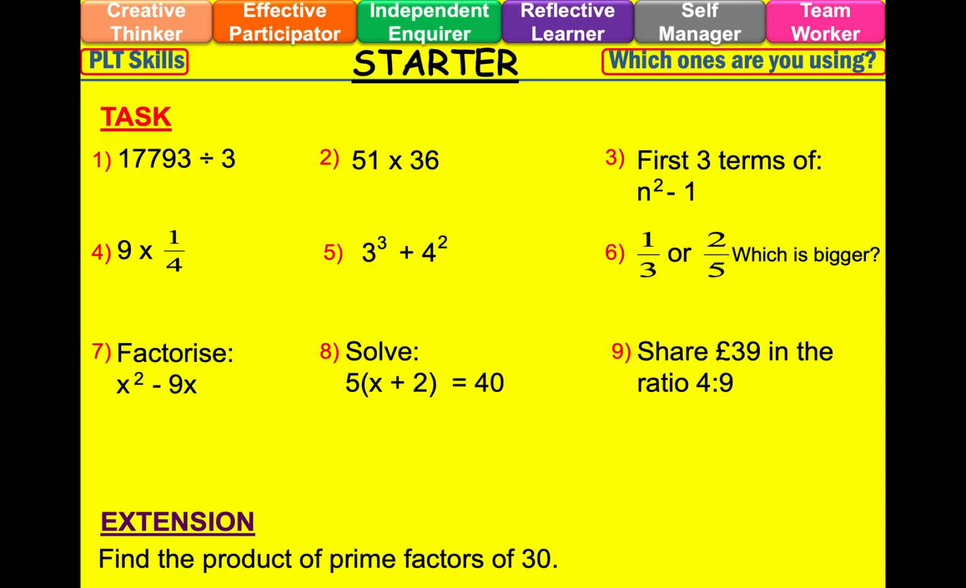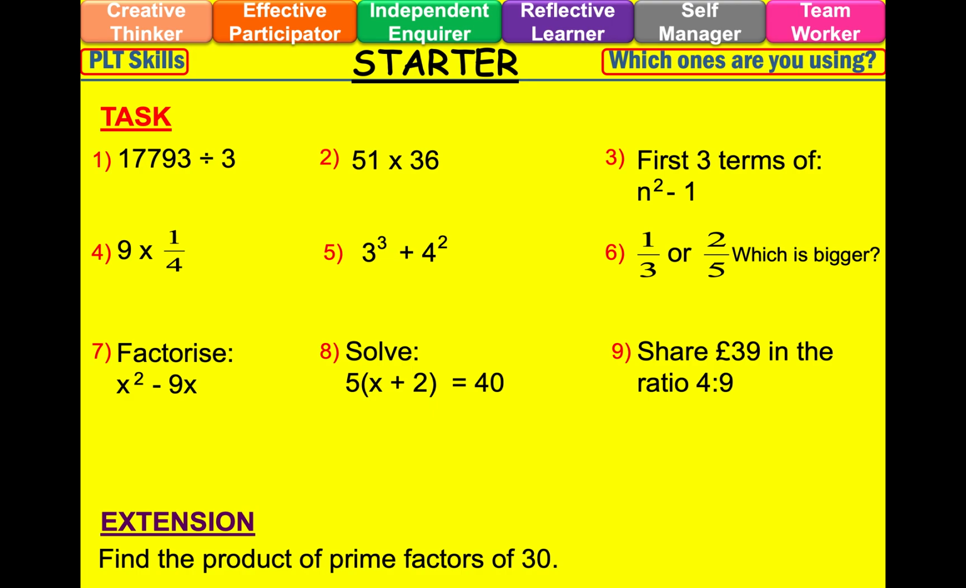And then the next one, find three terms of n squared minus 1. The n could be 1 in here and could be 2. So if n is 1, 1 squared is 1, 1 minus 1 will be 0. If n is 2, it will be 2 squared minus 1, which is 4 minus 1, which will be 3. And so on. See if you can work out, go up to question 8.